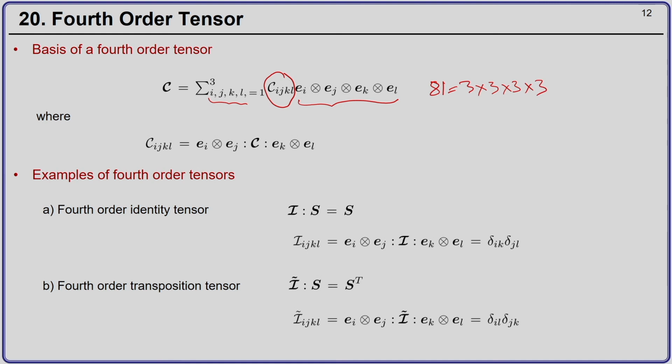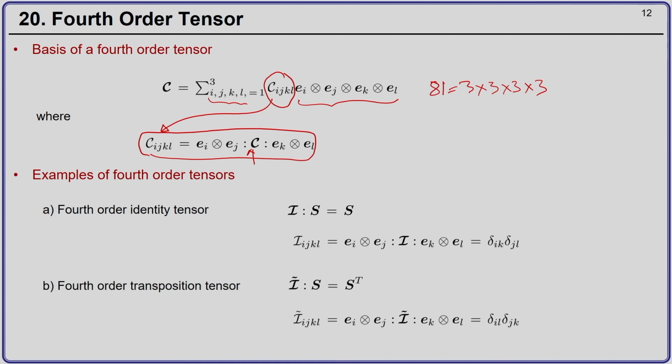That is 81. So, there are 81 components of a general fourth order tensor, and you can get the component of a fourth order tensor by using this relation over here. Okay. C_ijkl is E_i tensor product E_j double contracted with the fourth order tensor C, double contracted with E_k tensor product E_l.